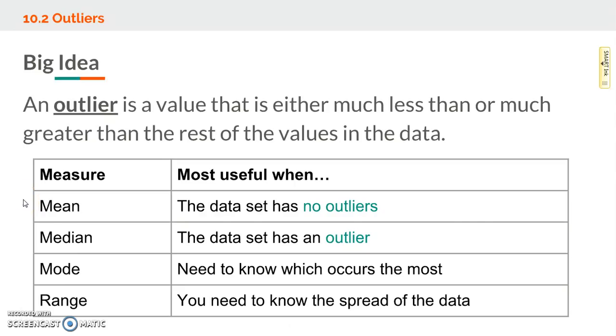When do we use the mean? Well, the mean is most useful when we're looking at a data set when there are no outliers. So if our data is pretty similar to one another throughout all the numbers, we would use the mean to describe our data. The median will be most useful when there is an outlier. So if our information has an outlier, we know that the median would be the best measure to use to describe that data. The mode is most useful when we need to know which occurs the most often, right? We know that, mode most. And then the range is our spread of data, right? So that's when we would use each of those, the most appropriate situation for each.